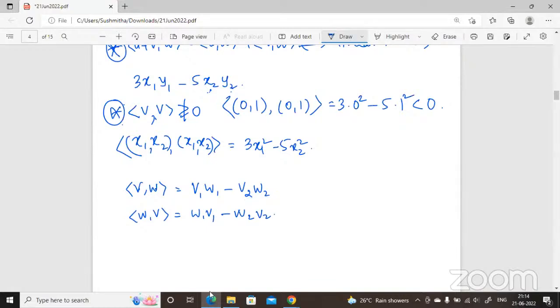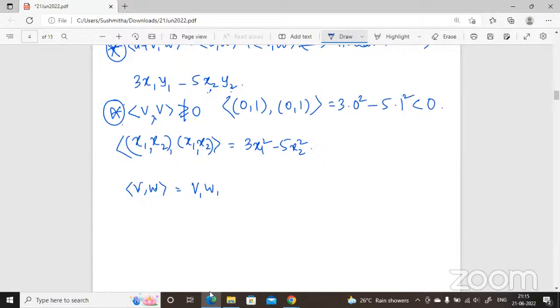Ma'am, if I have W1 V1 and I also have a negative sign with it, still I can say it is symmetric, right? Yes, symmetry will be satisfied. But positivity will be the problem. So with regard to that, I should disqualify this option.